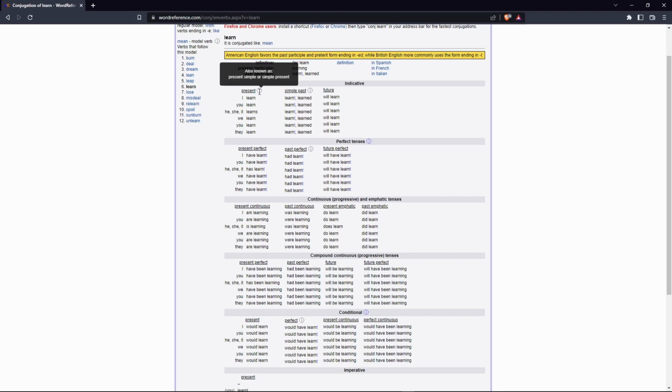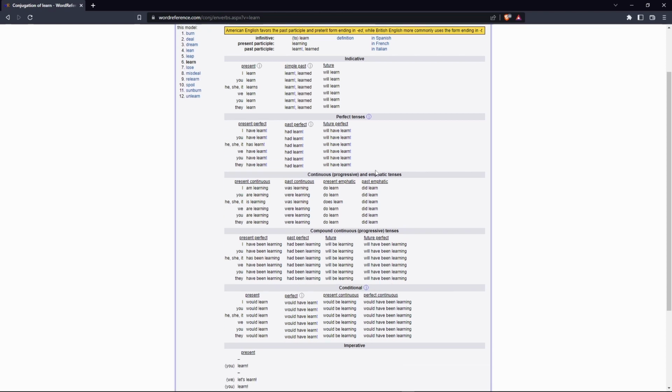If you put your mouse over these information bubbles, they also give you a different name for the tense. That's not so important. If we look at this bubble here, it says this verb has two past participles, learnt and learned, but for simplicity, they write just one. Just because you see here learnt and not learned, that doesn't mean it is wrong to say learned.